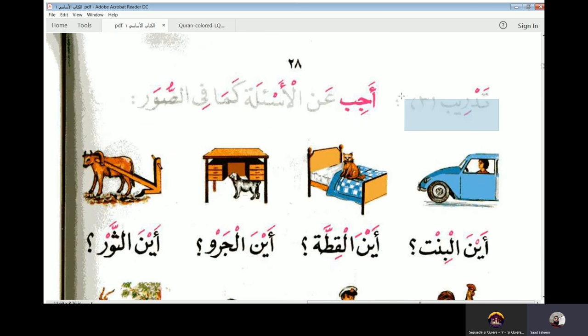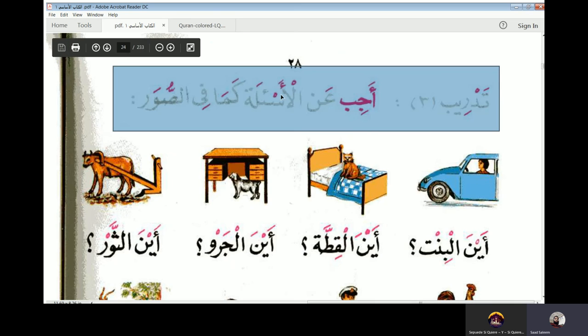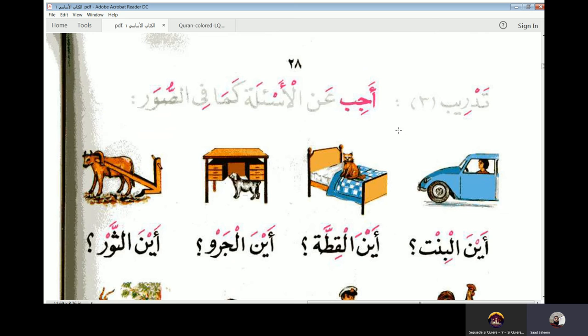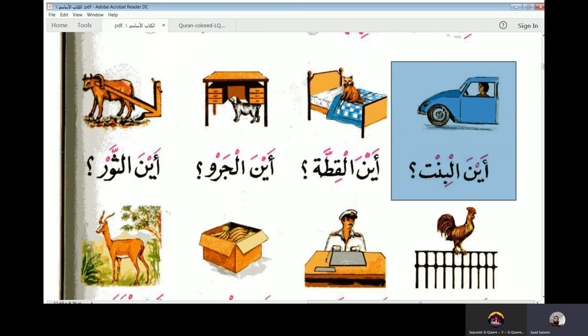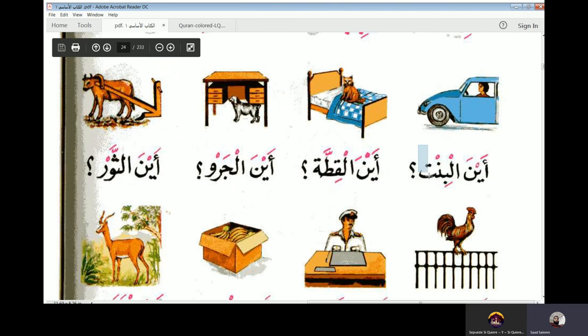Then we have the Tadrib Thalith, third exercise. Ajib, answer, about al-asila, the questions. Kamal, like fi al-mithal, like in the example according to the picture. So answer the question using the picture. In the first picture they are asking Ainal Bintu, where is the girl? As we see, the girl is in the car. So we say Al-Bintu fis-sayyarati, the girl is in the car.